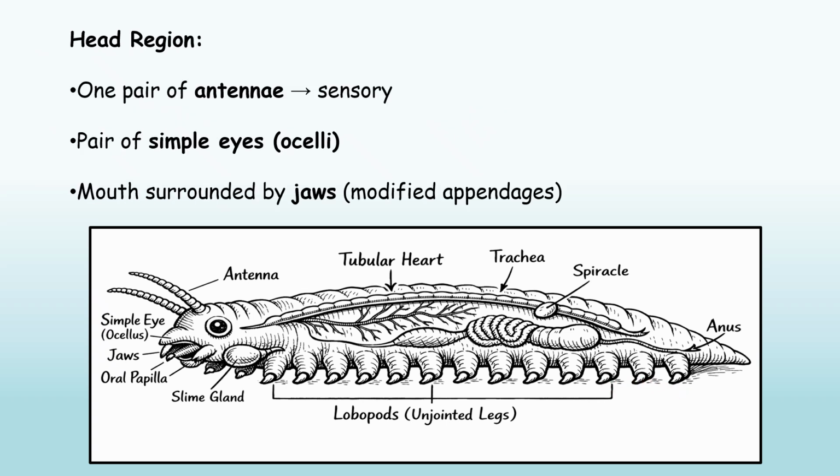Coming to the head region, in the head region we can clearly observe one pair of antennae. We can also observe simple eyes, which are known as ocelli, exactly underneath the antennae. And the mouth is surrounded by the jaws. The jaws help in grasping and biting the prey.